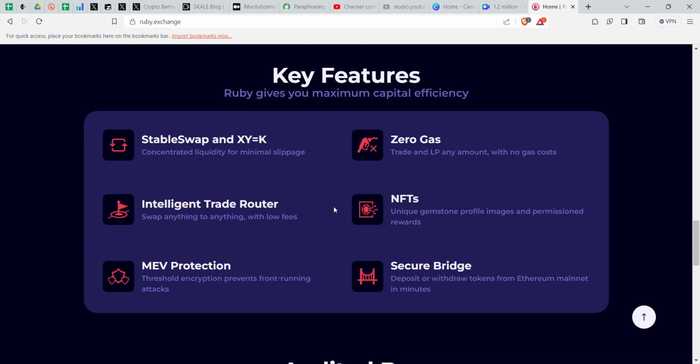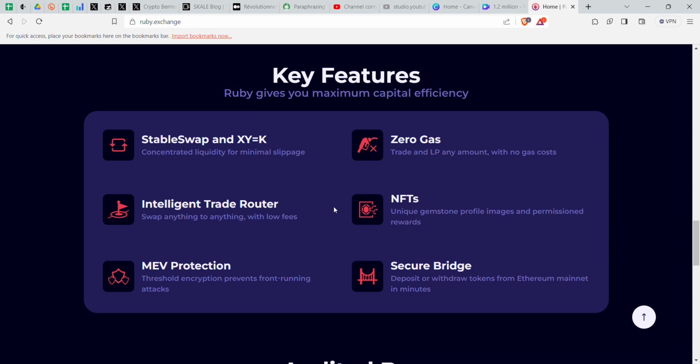Also, we have intelligent trade router. You can swap anything to anything with low fees. So you can swap from any token to the other on Ruby Exchange with very low fees. And NFTs are also incorporated to this DEX. It is not restricted to tokens alone. There are unique gemstone profile images and permissioned rewards. We also have the MEV protection, and the threshold encryption prevents front-running attacks. So funds are safe on Ruby Exchange.